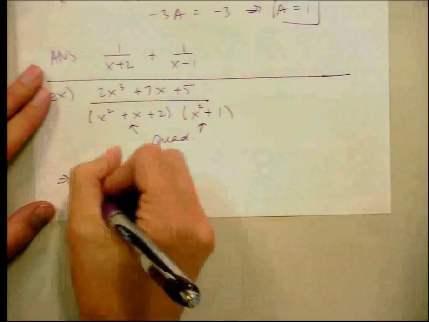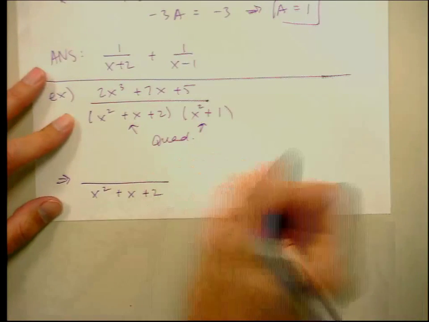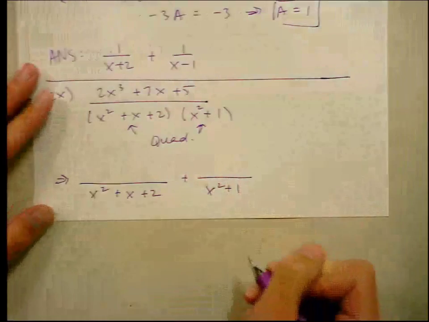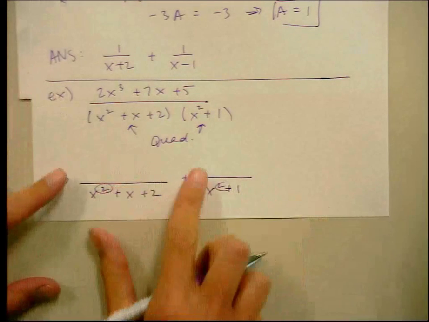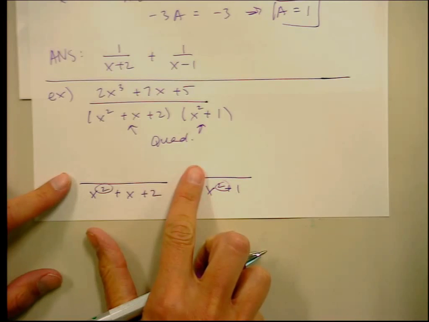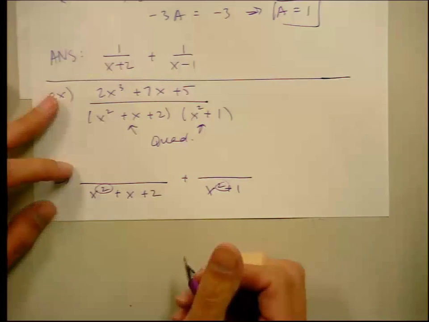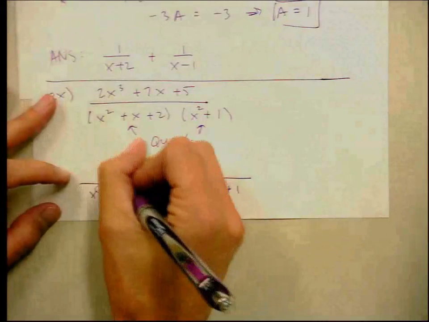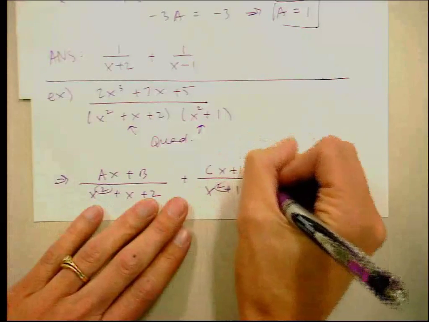So when I put my template together, I need an x squared plus x plus 2 in a denominator and an x squared plus 1 in the other denominator. These are degree 2. So I need one less degree in the numerator, which would be degree 1 or linear. I think of those as mx plus b for a linear equation, but I'm on a, so this is ax plus b. That puts me at cx plus d.